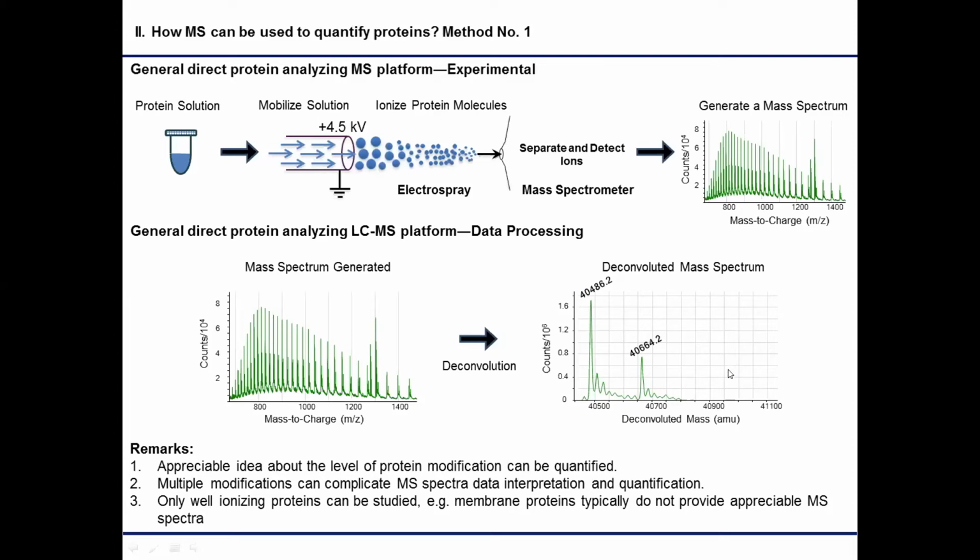However, multiple modifications can complicate these spectra, as you can imagine, and data interpretation becomes more convoluted. Also, we have to consider that only well ionizing proteins can be studied, and for instance, membrane proteins typically do not provide good mass spectra. So for membrane protein applications, it's a bit challenging.